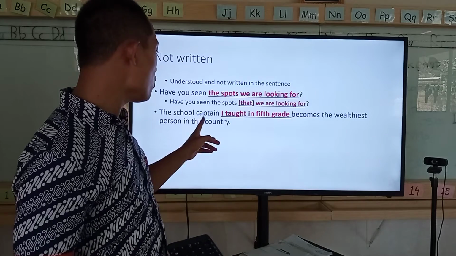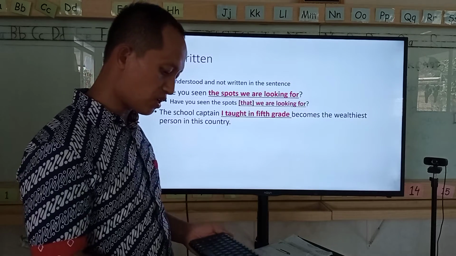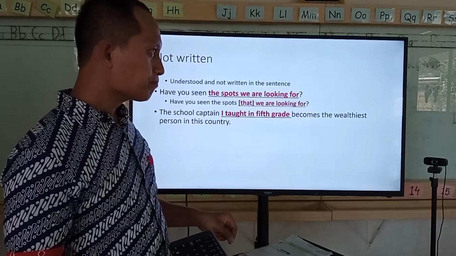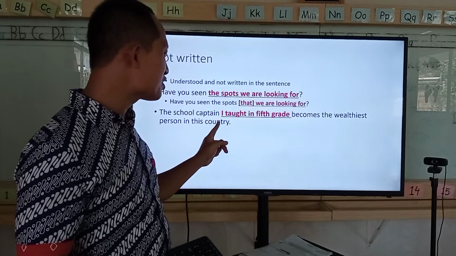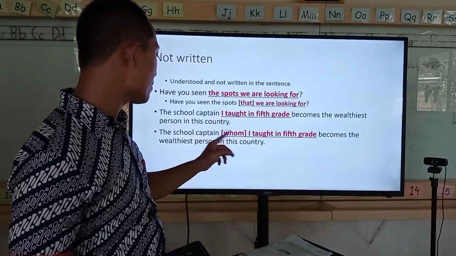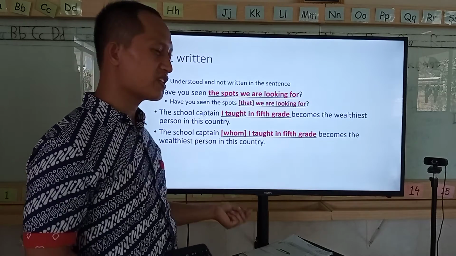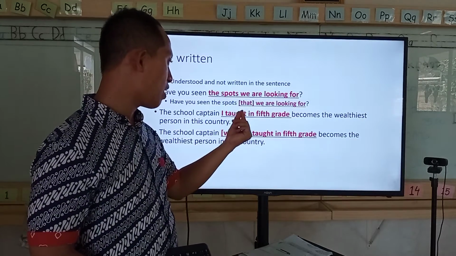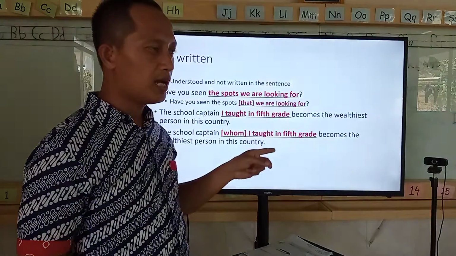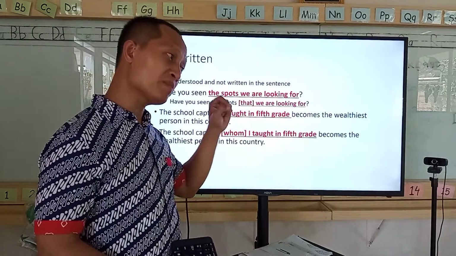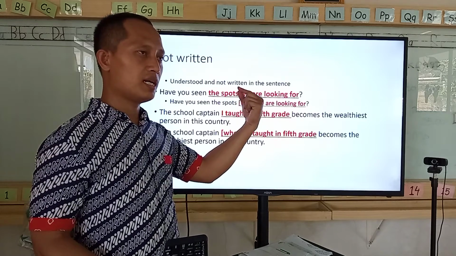And the second one, the school captain I taught in the 5th grade becomes the wealthiest person in this country. Now there is no adjective clause marker here because we drop it. But if we need to write it down, we will have something like that. The school captain whom I taught in the 5th grade becomes the wealthiest person in the country. We discussed why this is whom, not who. If you need that explanation again, you can pause this video and then return to some previous points of discussion.